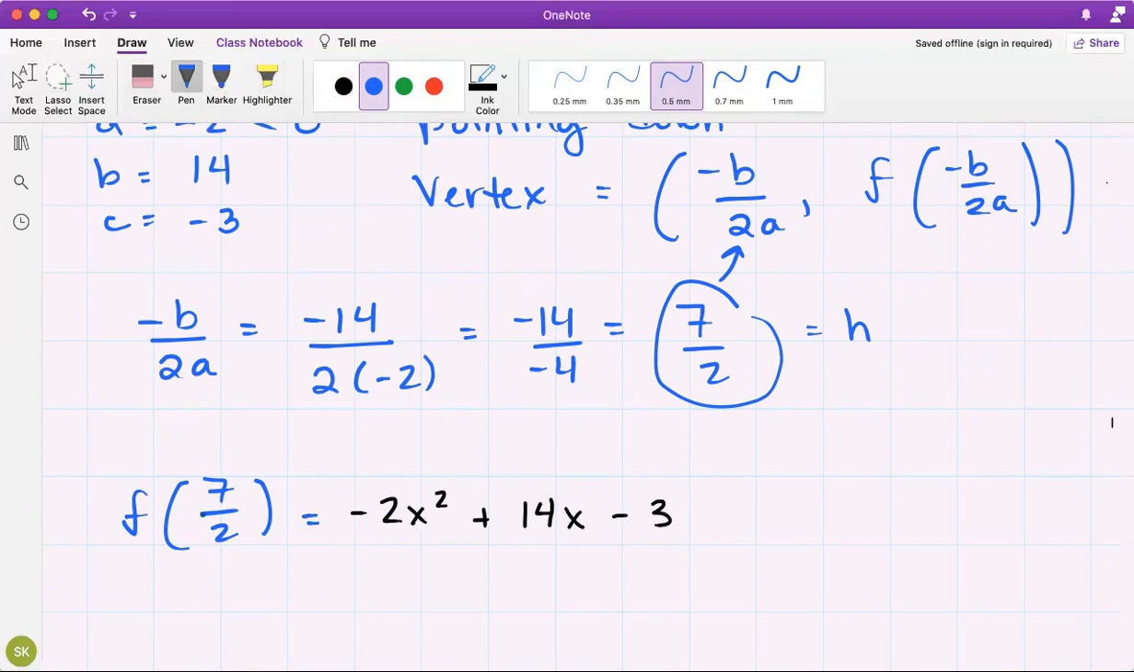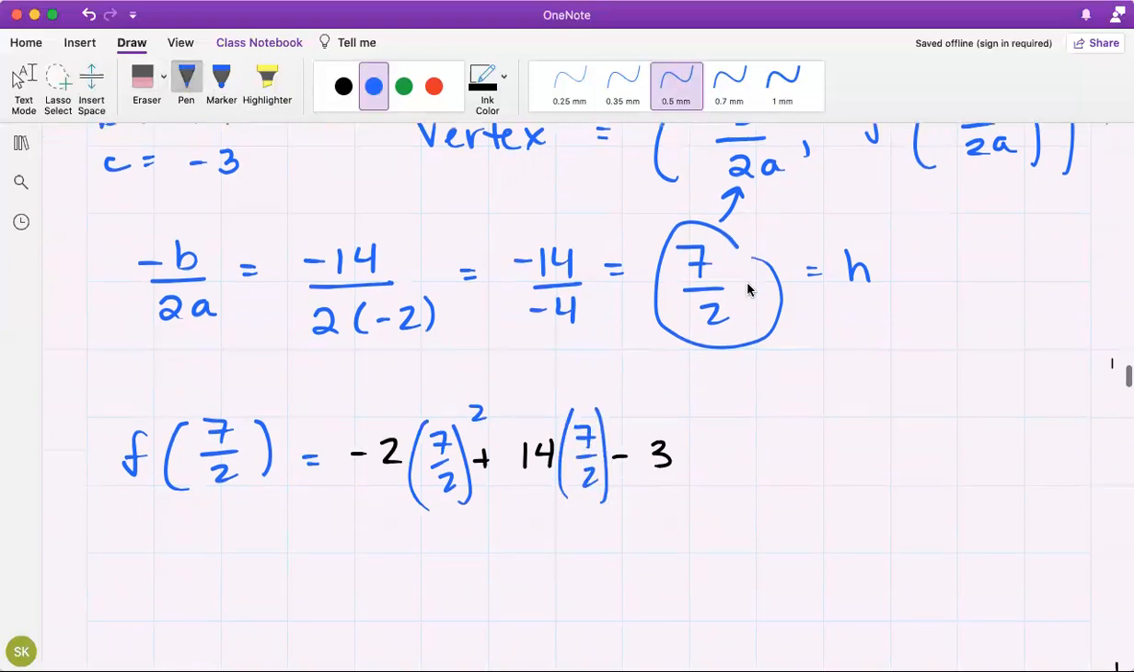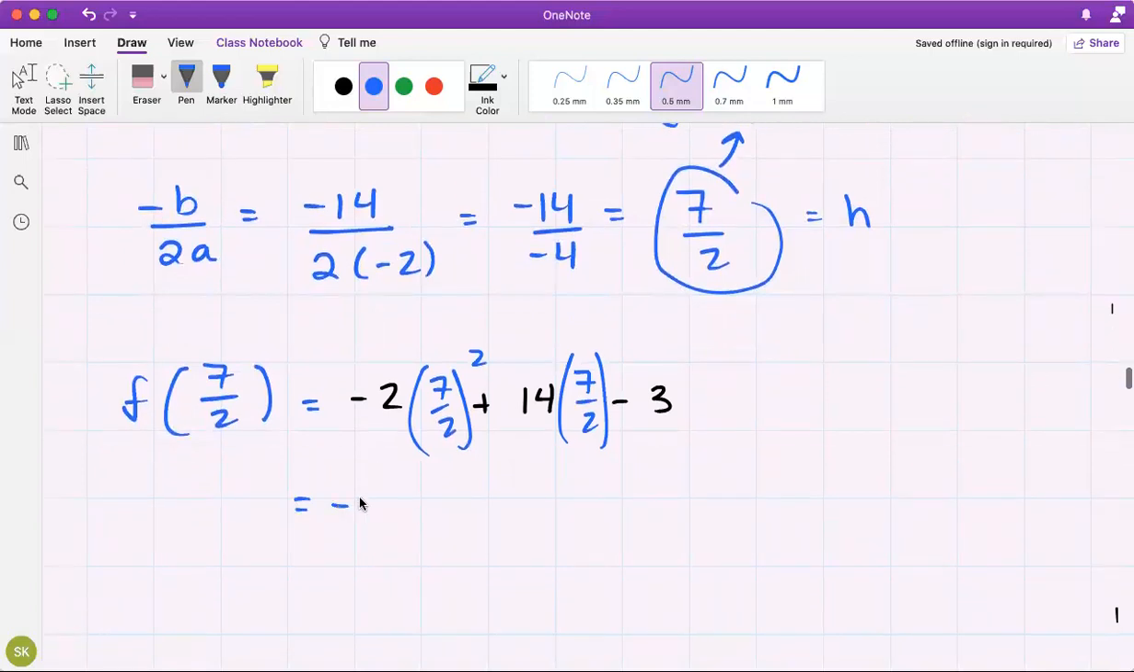So wherever I see an x, I'm going to plug in 7 over 2. I'm going to square that. Then I have an x here, so I'm going to plug in 7 over 2. And then I want to simplify it. So I get negative 2 times 49 over 4. Remember, you got to square the top and the bottom.